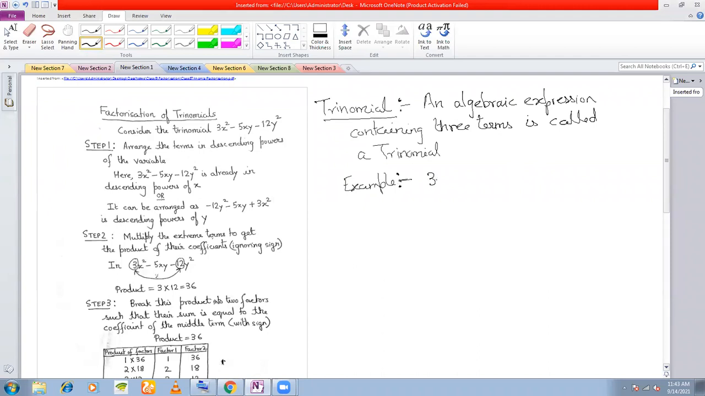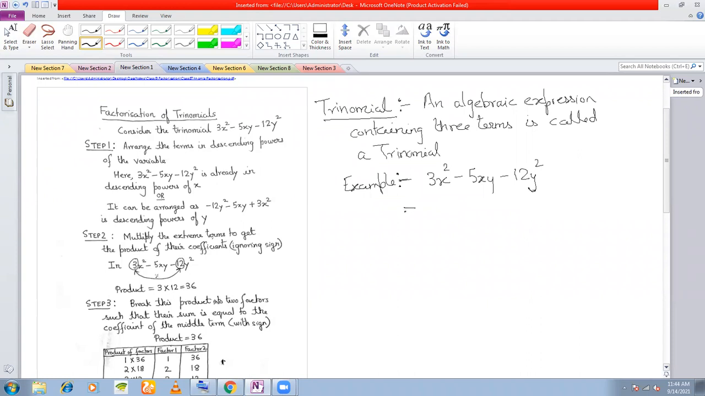Let us consider this: 3x squared minus 5xy minus 12y squared. This is a trinomial because it contains three algebraic terms. Okay, this is the first term, this is the second term, and this is the third term. So three terms it contains. Now my question is, can I factorize this expression by this technique? Before that, you will have to see whether the powers of x are descending or not.